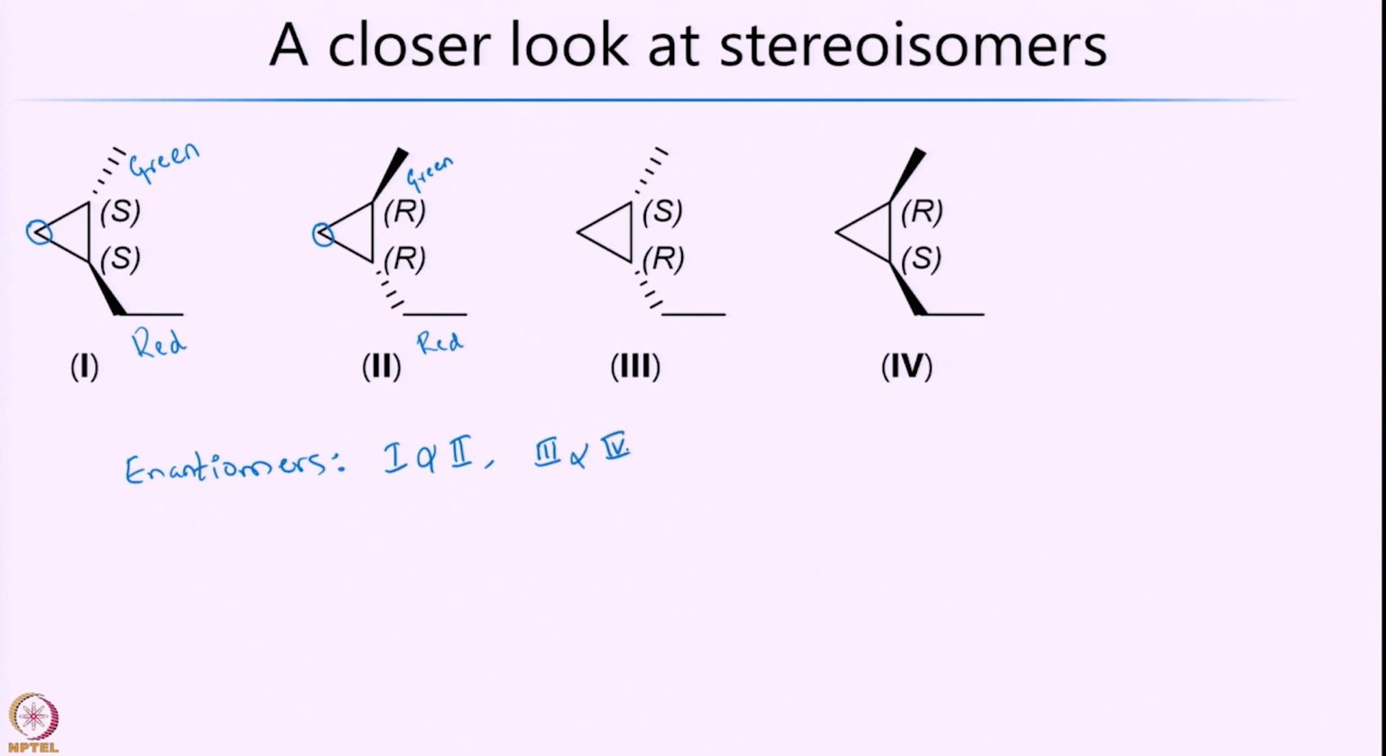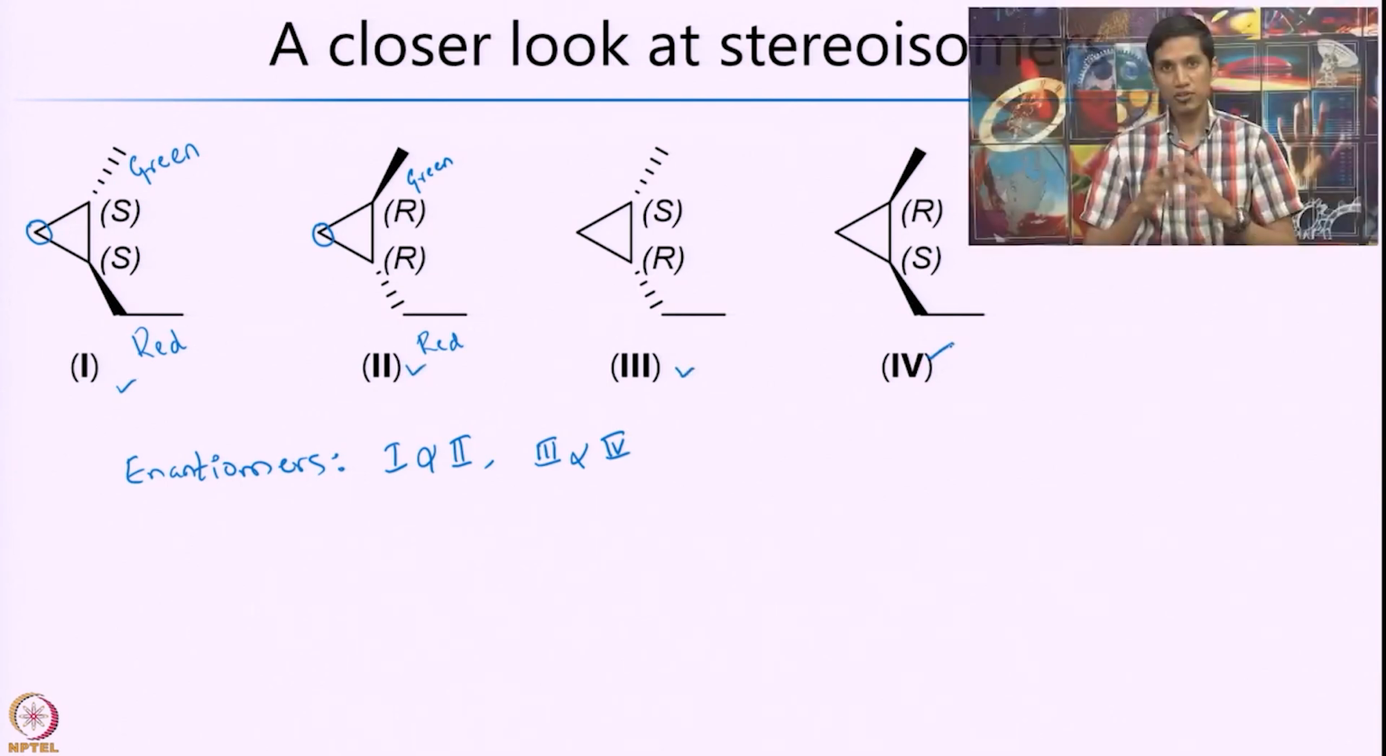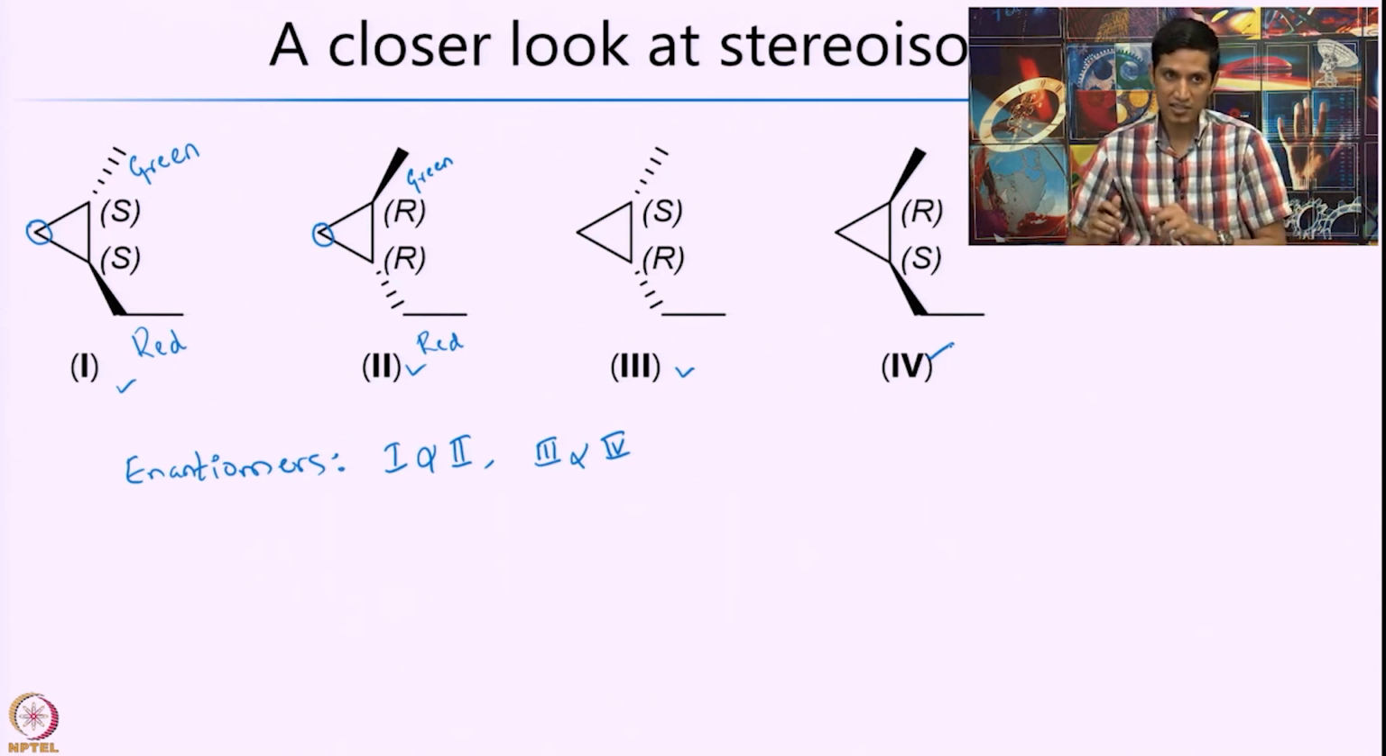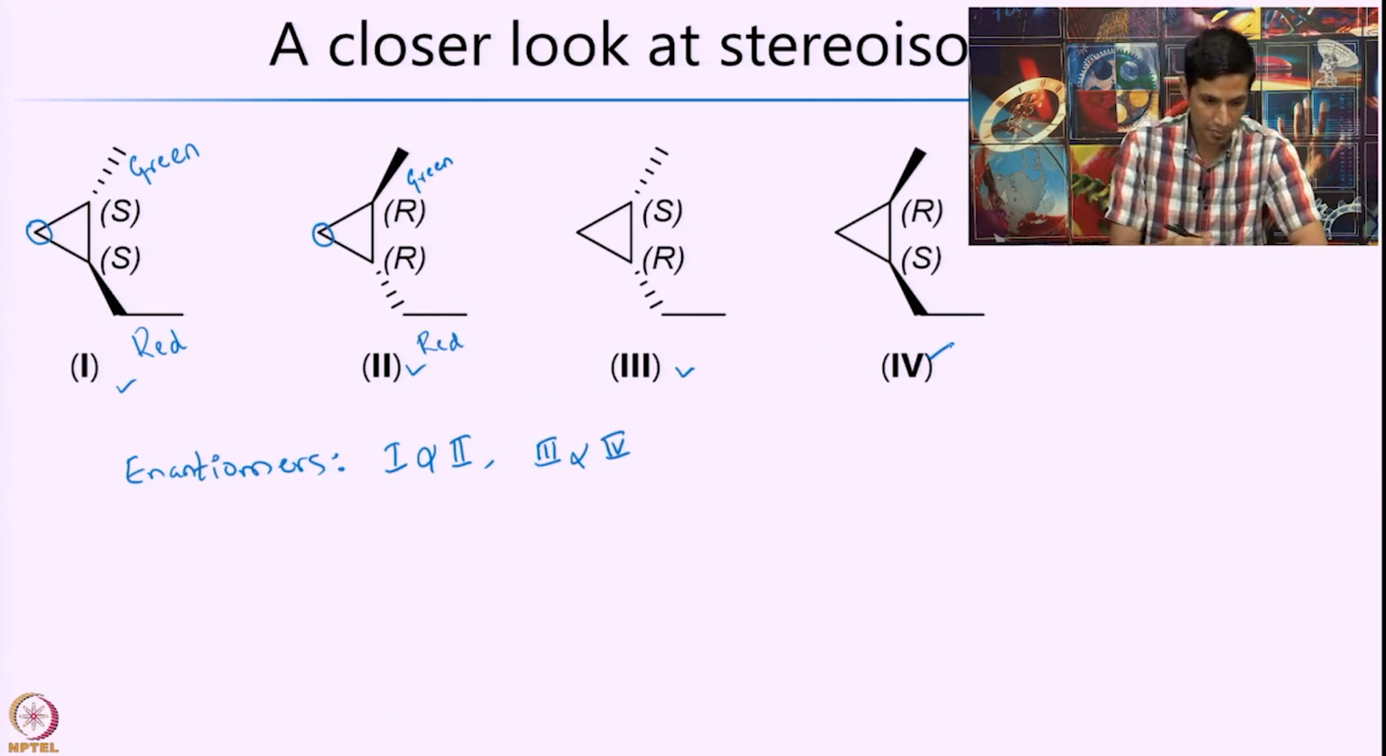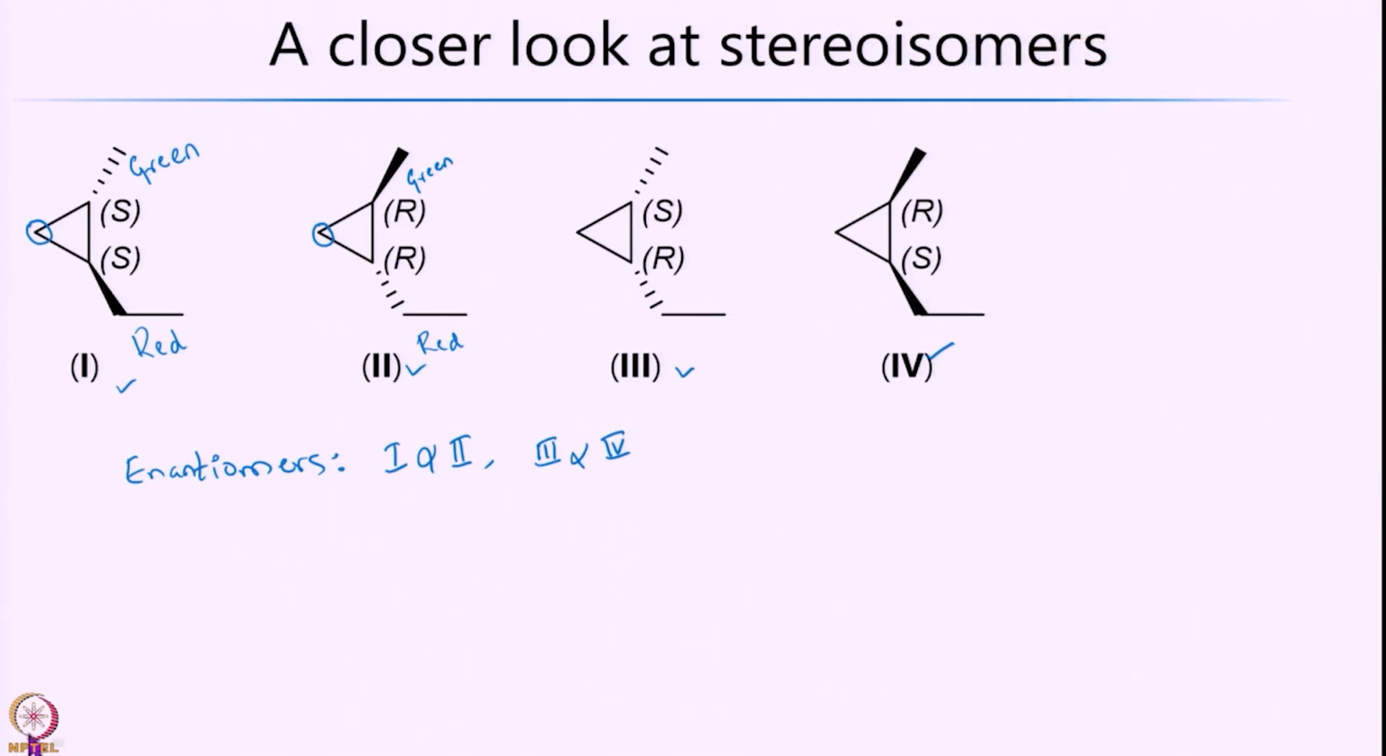So now we looked at two sets, that is 1 and 2, and we also looked at the relation between 3 and 4. So now the question is, what happens if I look at 1 and 3, or 1 and 4, or between 2 and 3, or 2 and 4? So that is the interesting bit. So let us try and do that now. So let us try to compare 1 and 3.